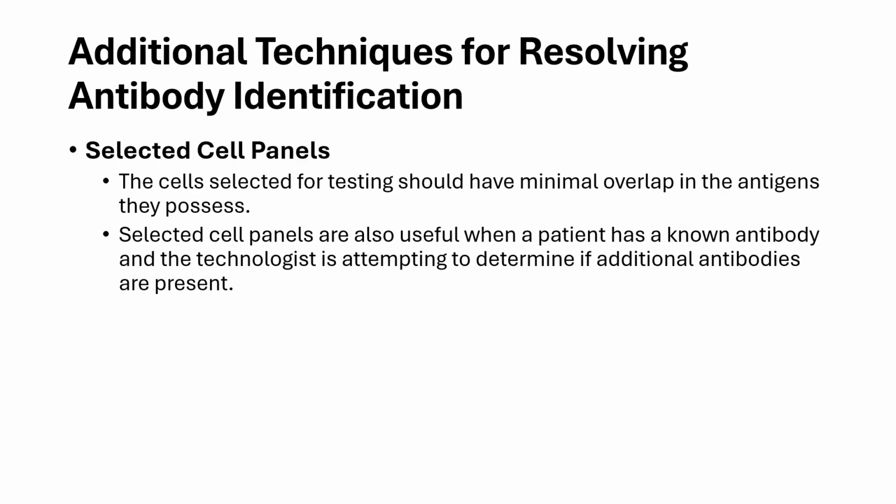Selected cell panels. These cells chosen for antibody testing should have minimal overlap in the antigens they express. Selected cell panels are especially useful when the patient has a known antibody and the technologist wants to check if there are additional antibodies present.